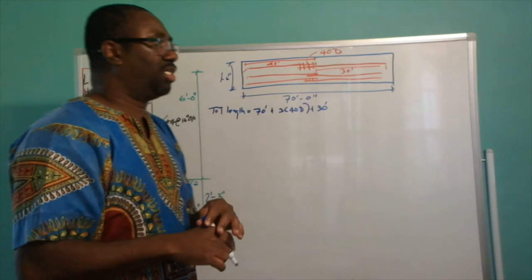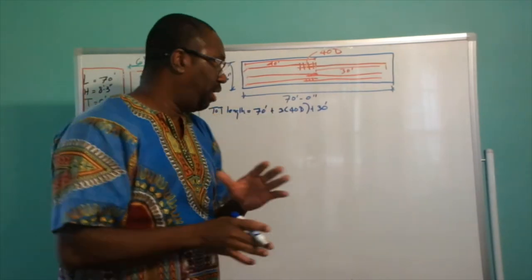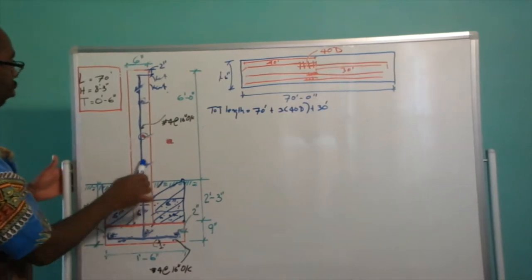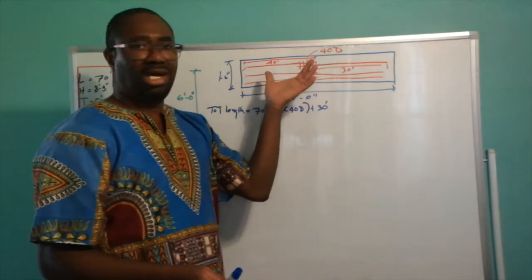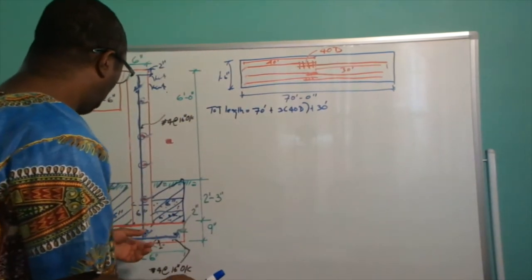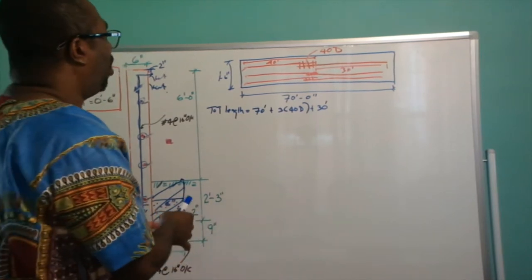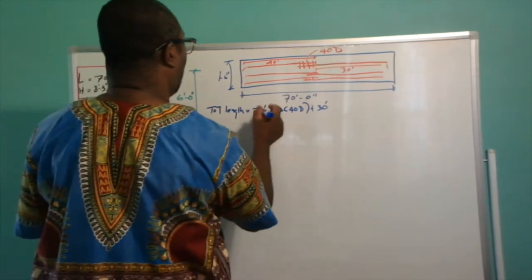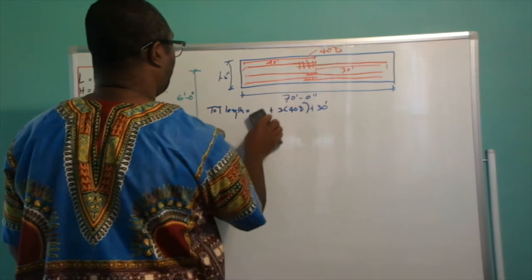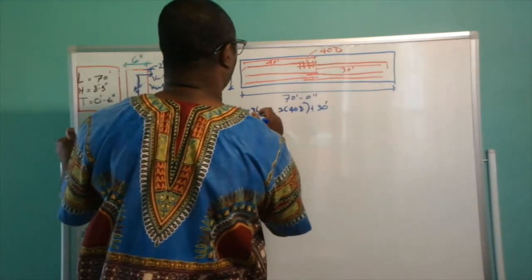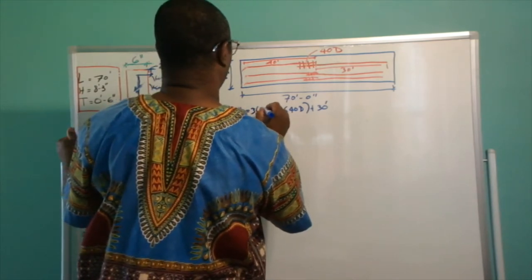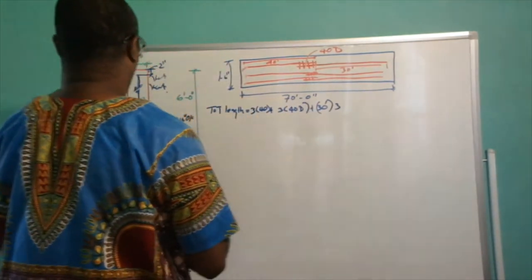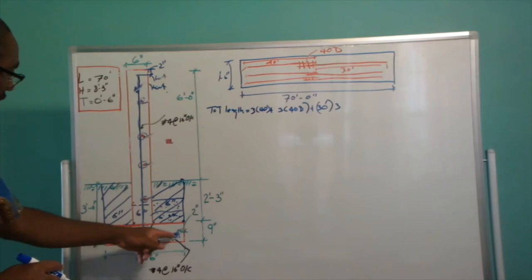To make the calculation less time consuming, I am going to calculate the horizontal bars in the wall itself. These 4 bars here, 1, 2, 3, 4. They are going to have similar characteristics as the longitudinal bars in the footing. And since they are going to be lapped just the same, we can just add that to this. So we have 3 times 40, and this 30 is going to be 3, and that is for the longitudinal bars in the footing.